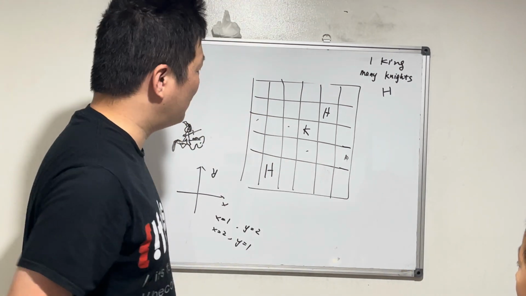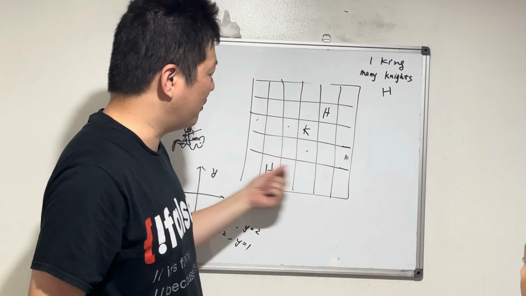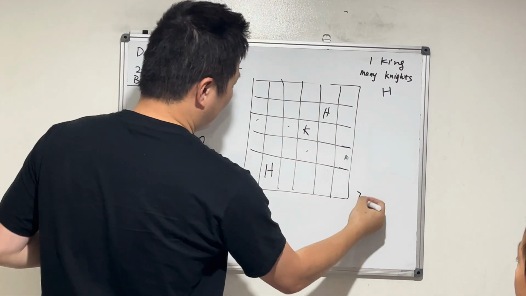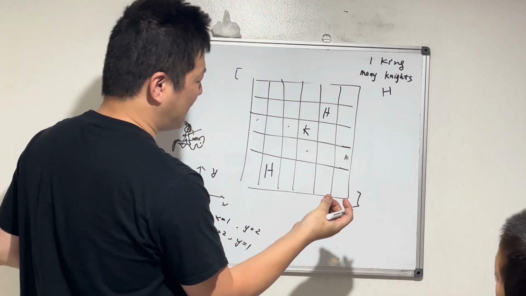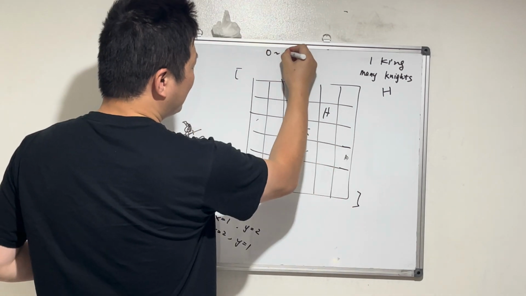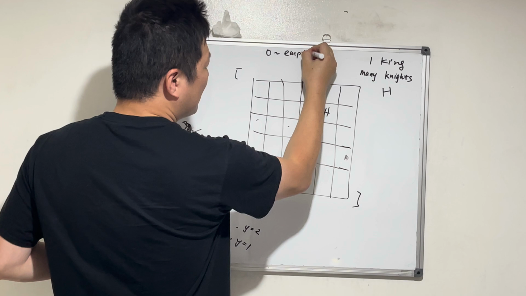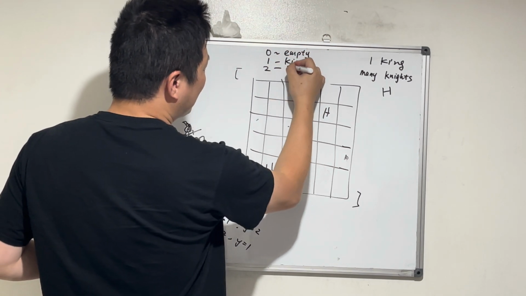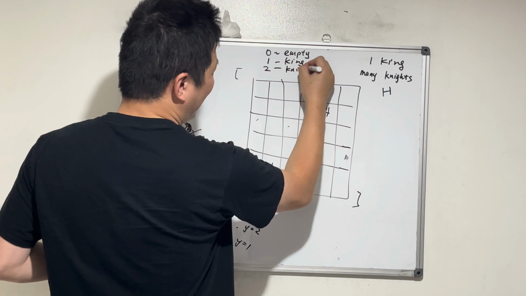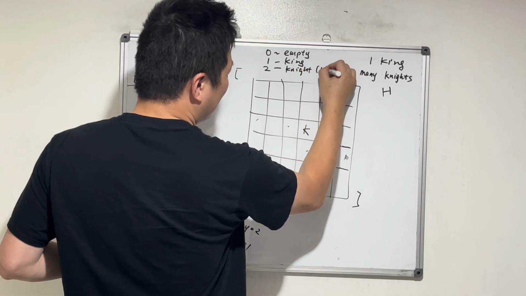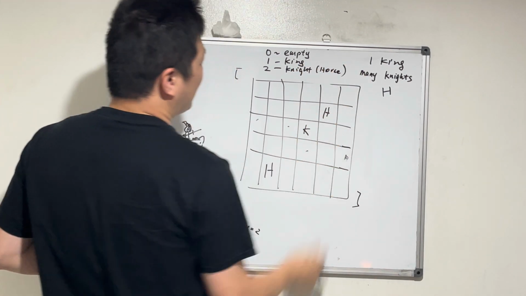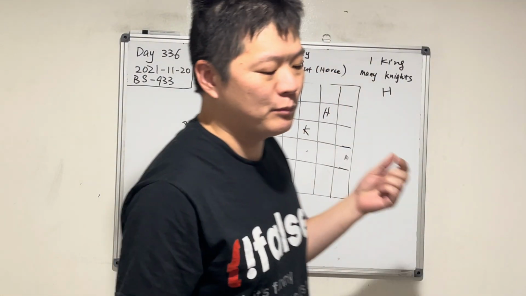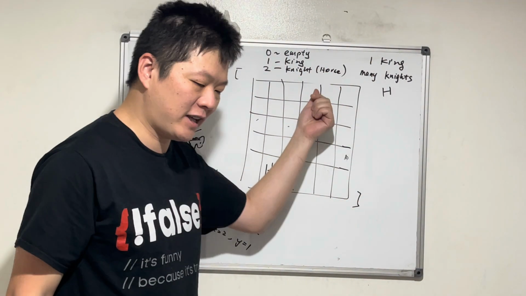So today's task, we have one king on the board. This is like a matrix. We can represent this as a 2-dimensional matrix in Python, where 0 is empty, 1 is king, 2 is the knight, knight or horse. The task is that we want to find out the minimum number of moves for some knights to capture the king.